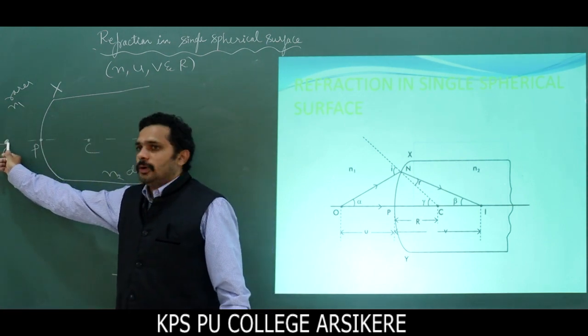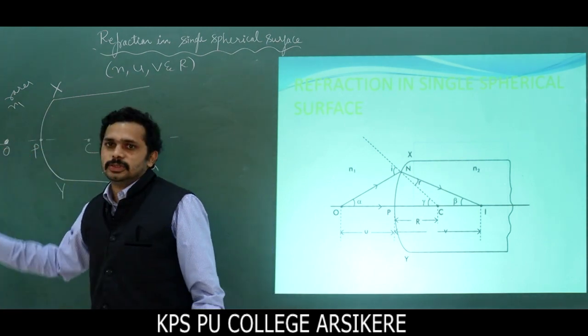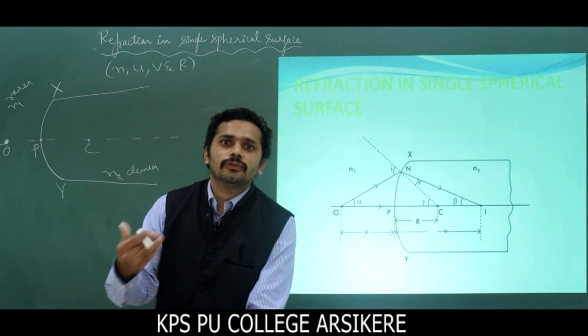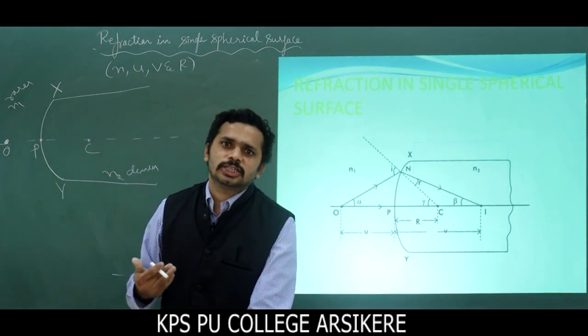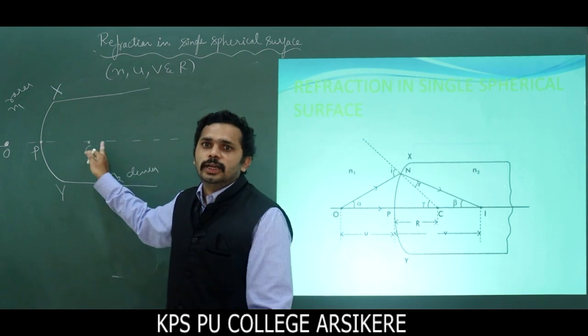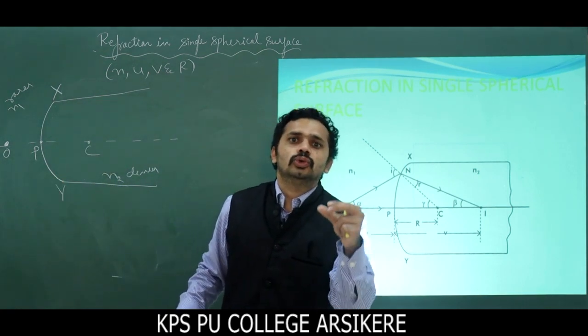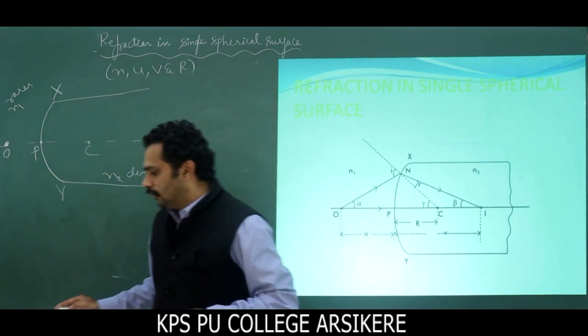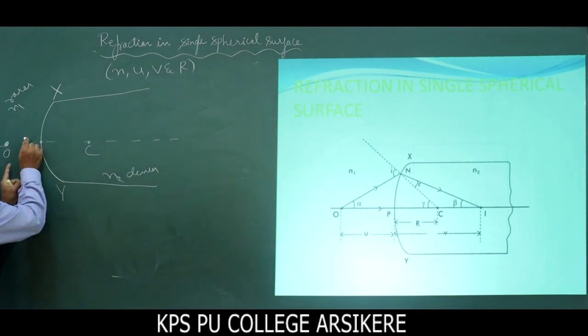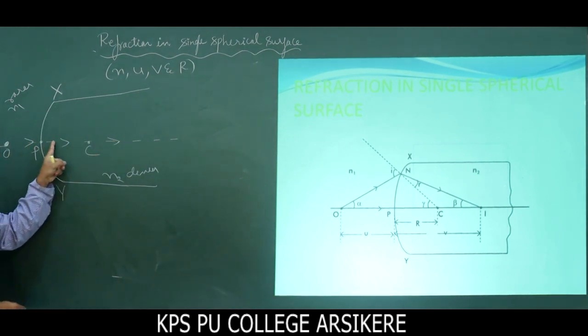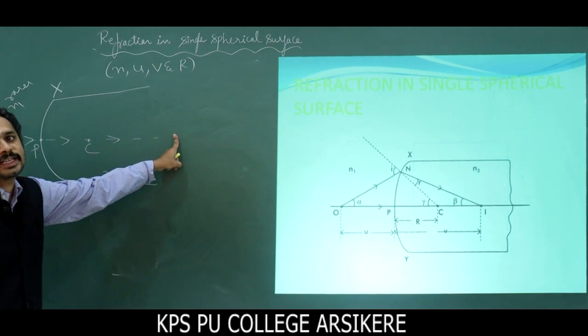Here O is the point object. Now from the point object we consider a number of rays of light. We can take as many rays as we want, but to get the image here I am using 2 to 3 rays of light. Now from the point object, first the ray passes along the principal axis.